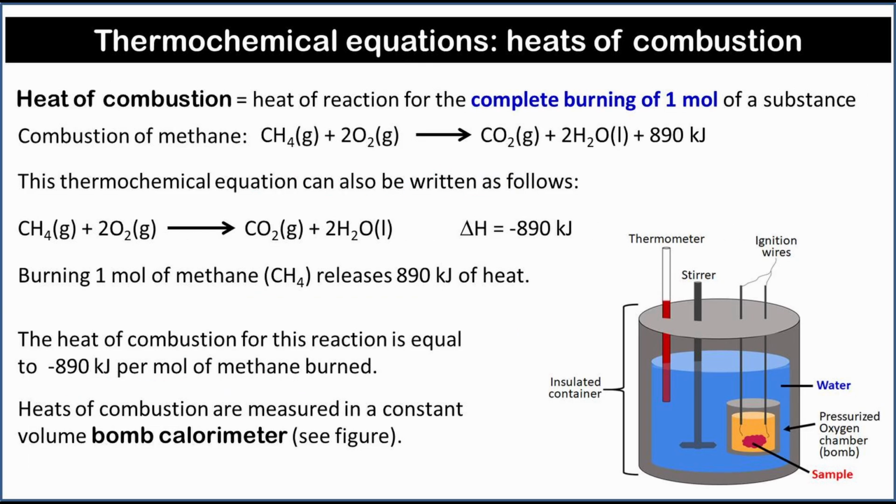The heat of combustion is the heat of reaction for the complete burning of 1 mole of a substance. Think about the combustion of methane, which is an exothermic reaction, releases 890 kJ of heat. The heat of combustion is minus 890 kJ. Heats of combustion are measured in a constant volume bomb calorimeter. A schematic diagram of a bomb calorimeter is shown.